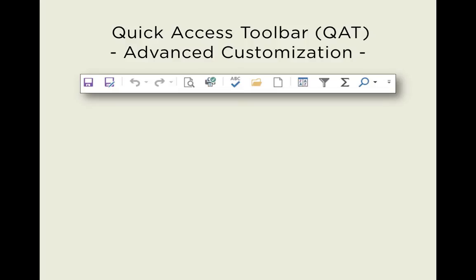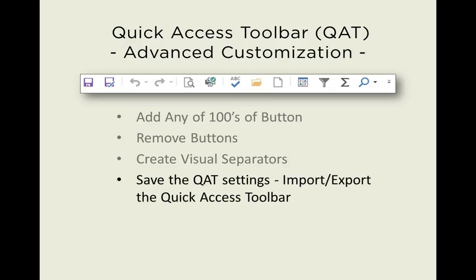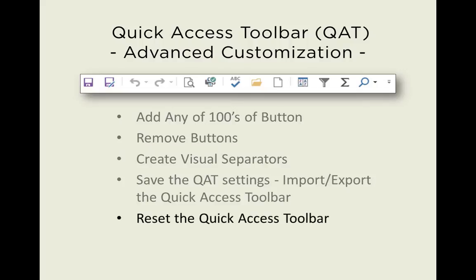For this lesson, I will focus on using the Excel Options Quick Access Toolbar dialog box. From within this location, you have access to the most powerful options for customizing the toolbar. You will learn how to add any Excel button, as well as remove the buttons and create visual separators. You'll learn how to save the settings that you build, as well as reset the toolbar. And you'll also learn how to add buttons to a specific workbook.